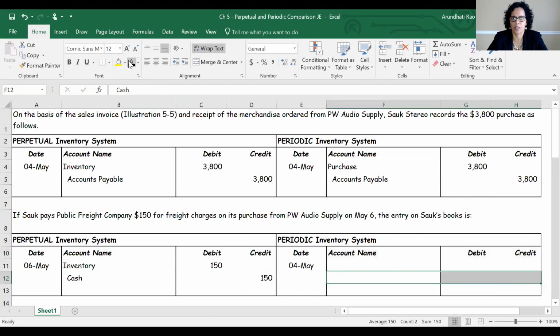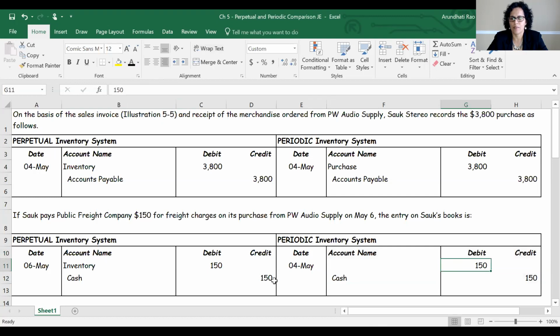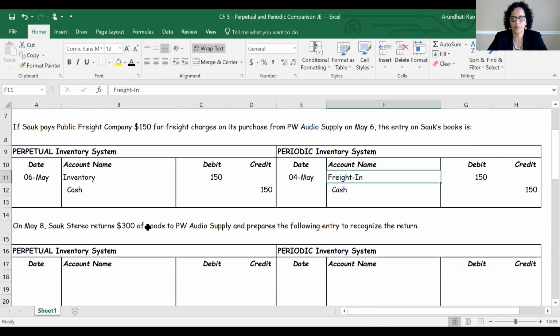That part's not going to change because that's with an outside party. What is different is the account that I debit. I don't debit inventory. Instead, I debit freight in. Again, that's an expense. Just like purchase, it's a temporary account.